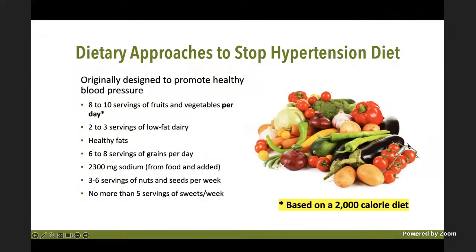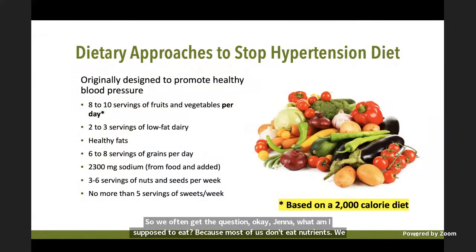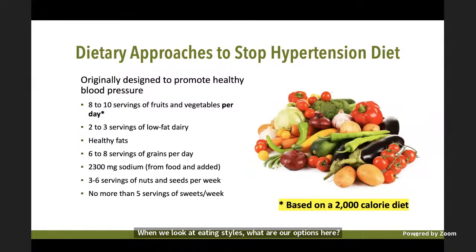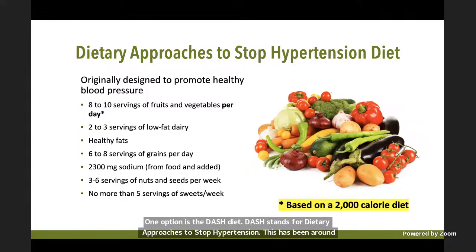One option is the DASH diet. DASH stands for Dietary Approaches to Stop Hypertension. This has been around probably 20 plus years. It was originally designed to promote healthy blood pressure, and the American Heart Association does encourage the DASH diet for individuals with mild hypertension. But if you look at the components of this diet, we're looking at 8 to 10 servings of vegetables and fruits per day.